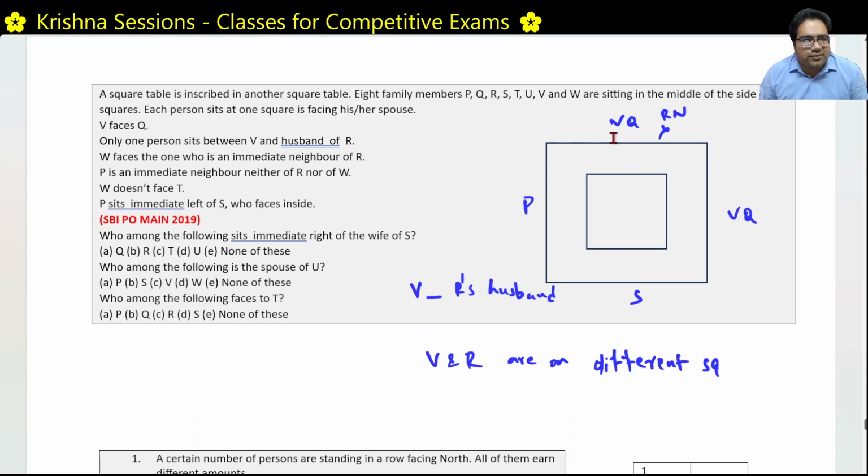See, if R has to sit outside, where can he sit? P is an immediate neighbor neither of R nor W. Only this option is there. If R has to sit outside, the only option is this, because he cannot sit next to P. And what does that mean? W faces the one who is an immediate neighbor of R. What does that mean?